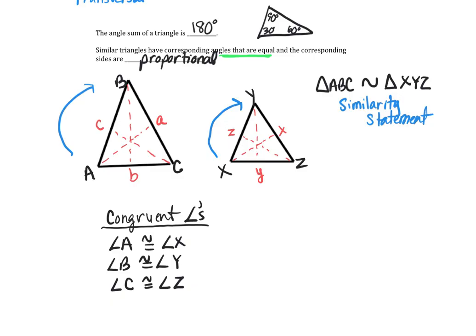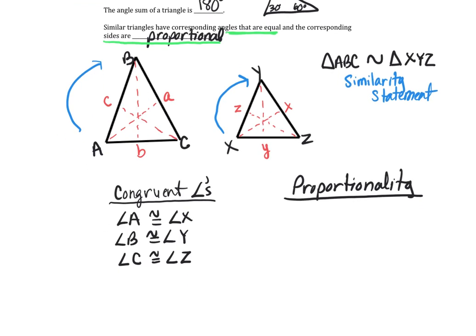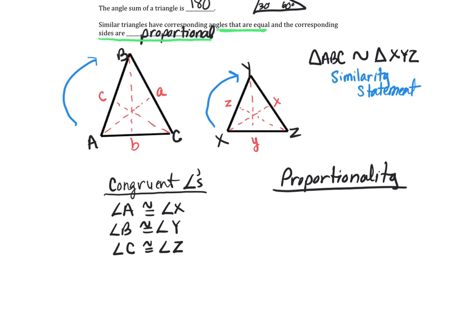The other part to this, with these two similar triangles, is that we say the sides are proportional. Now, this is what that means. So the proportionality of sides is really going to allow you to find missing measures in two similar triangles, because you could write a proportion and solve for missing measures.